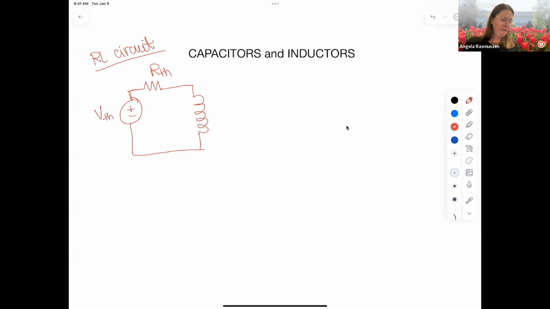I have no switches in this circuit, so it's been sitting for a really long time. L is going to become a wire. But if I didn't know that, how would I go about solving this circuit? So I know that V_L of t is going to be, anybody have it memorized already? What's the equation? L dI/dt. Thank you. L dI_L/dt, and this I_L is the current going through it.